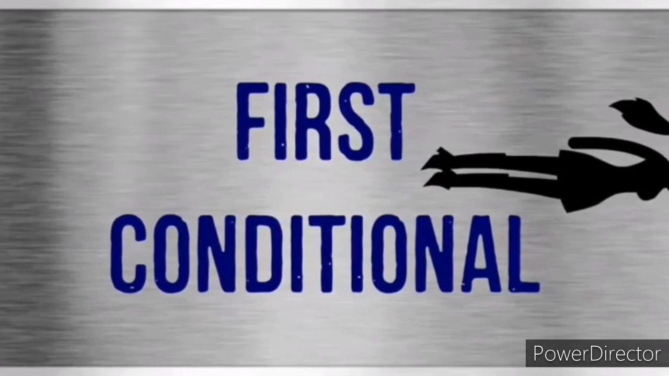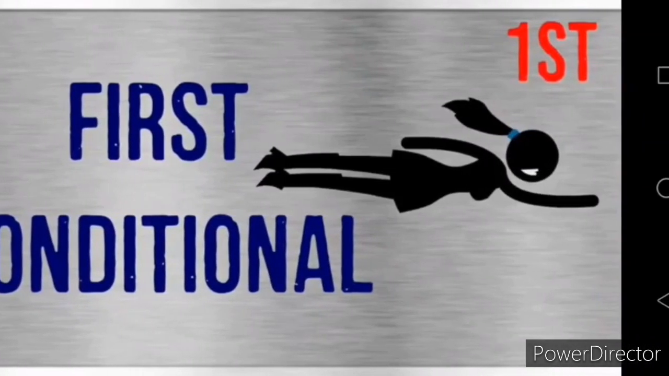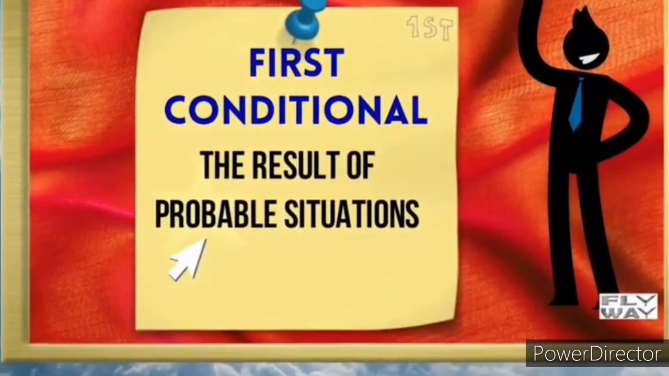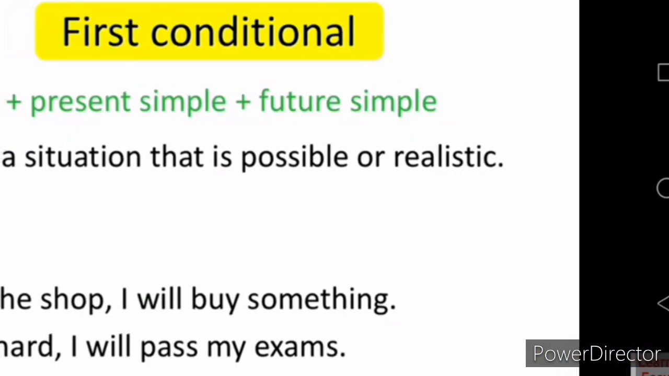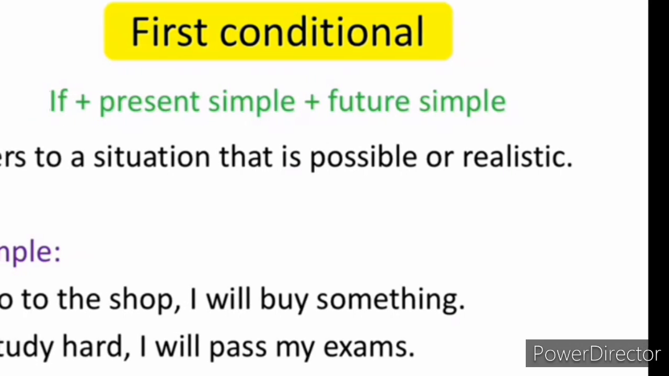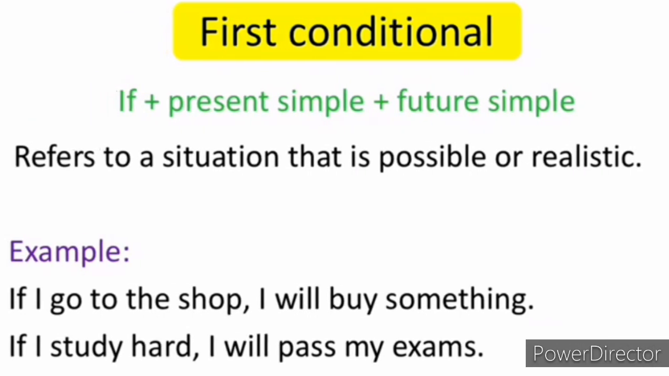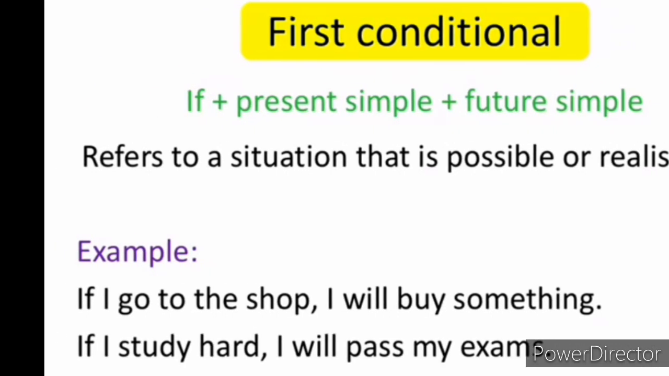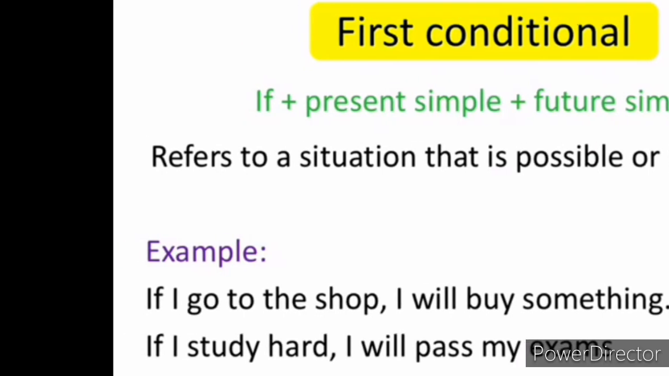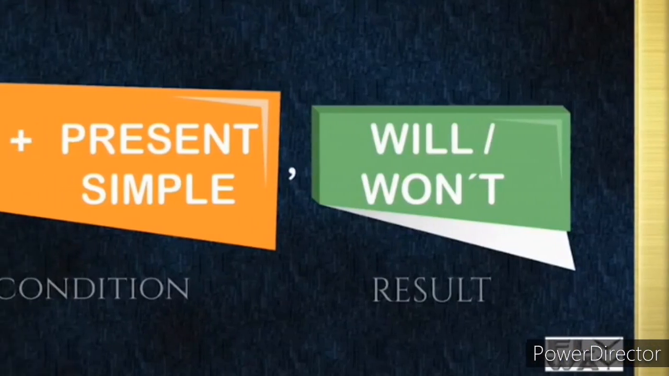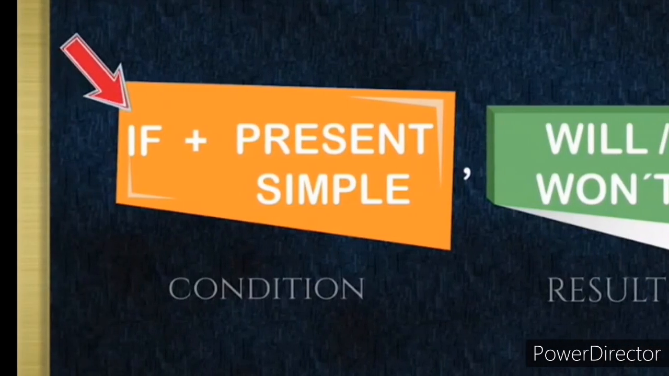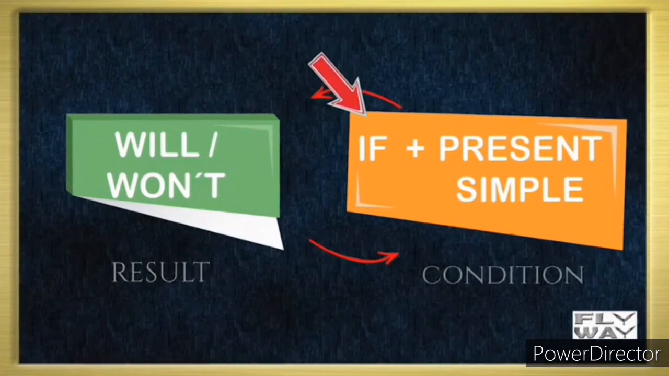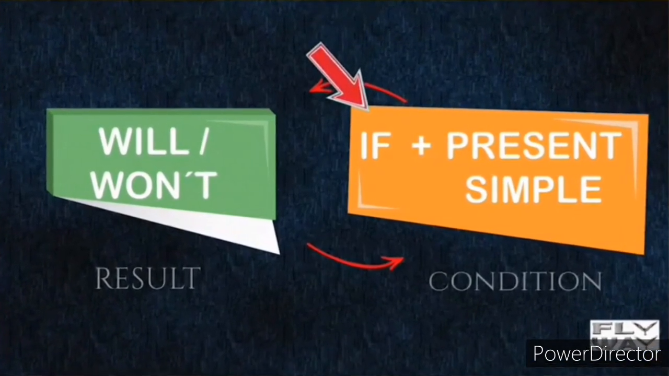Clear? Well, next we move on to first conditional, which refers to probable, possible situations. See this example. If I study hard, I will pass my exams. The conditional part takes the V1 form, simple present form, and the resultant part is with will plus V1 form, right? So we can also write the sentence as I will pass my exams if I study hard.